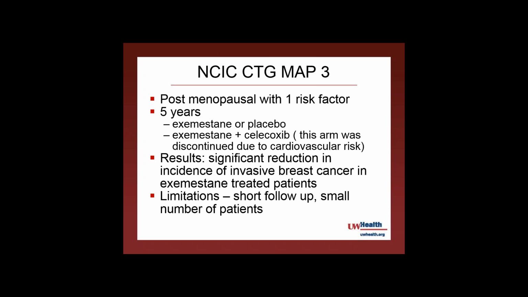The MAP3 trial was a postmenopausal group with one risk factor for 5 years. They were either going to get exemestane or placebo, or they got exemestane plus celecoxib. That arm was halted early due to cardiovascular risk. But what we did see is that there was significant reduction in the incidence of invasive breast cancer in exemestane treated patients. The limitations were that we still have short follow-up on this trial and a small number of patients.